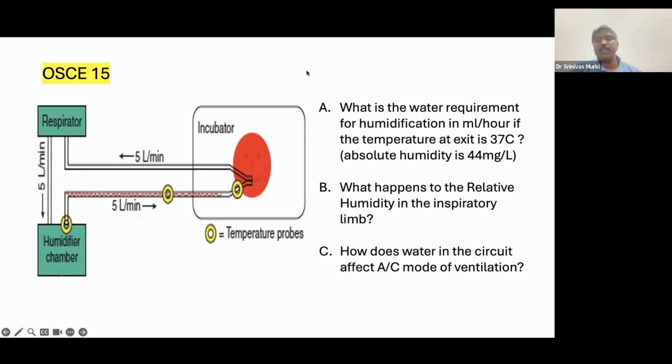How does water in the circuit, especially the inspiratory limb, affect assist control mode of ventilation? Wonderful, I think everybody knows this: auto triggering. So whenever the displayed respiratory rate is 70, 80 and the baby is breathing at 30, you should know that there could be water in the circuit, which can cause auto triggering. Wonderful. But anyway, all of you have to read the humidification chapter because that is the crux of respiration. Over to you, Swati.